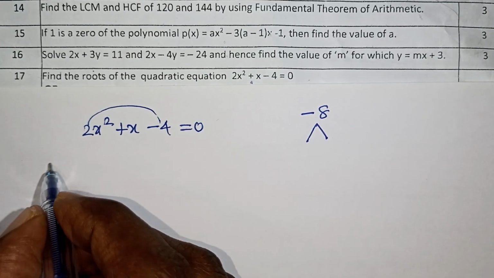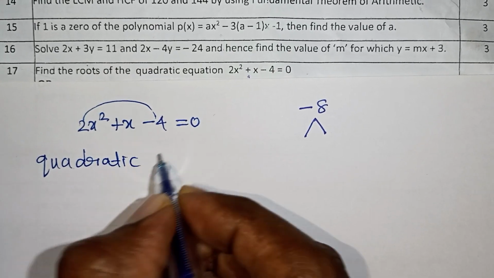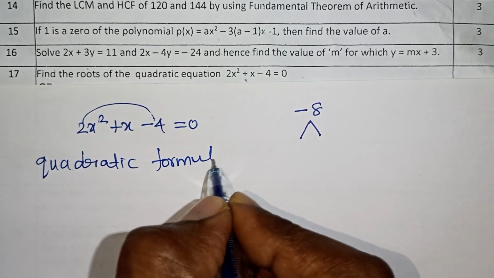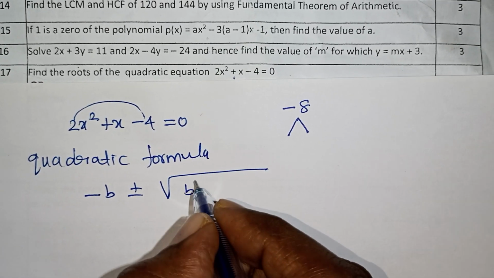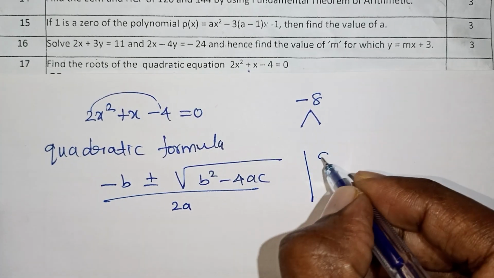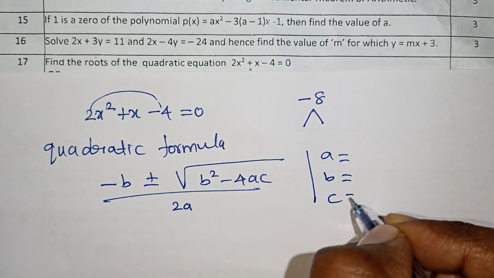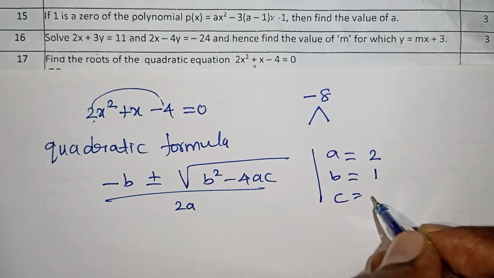So we have to use the quadratic formula to factorize the above question. So, quadratic formula. What is the quadratic formula to find the roots? Minus b plus or minus root of b squared minus 4ac, divided by 2a. Now in this question, your a value is 2, b value is 1, and c value is minus 4.